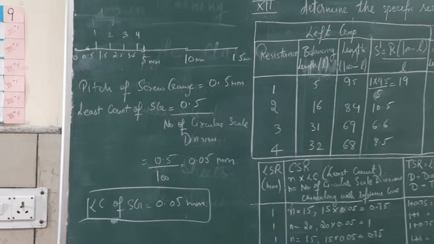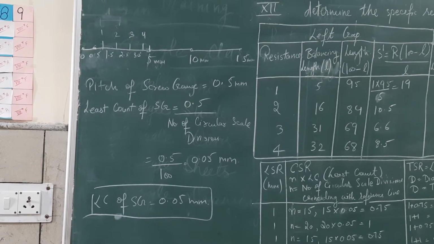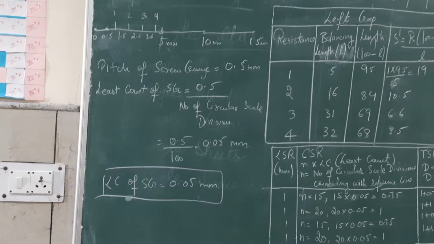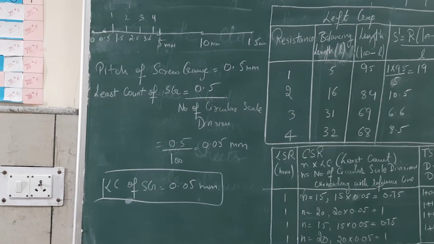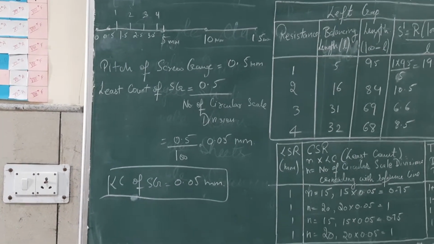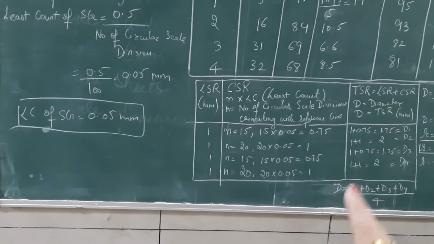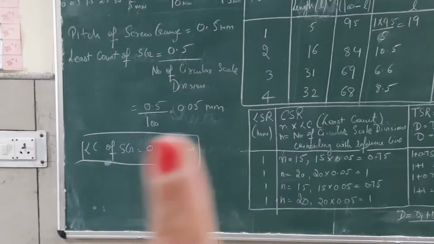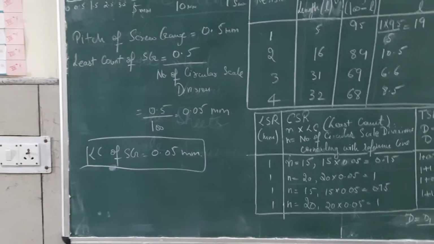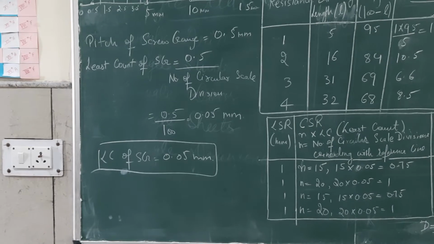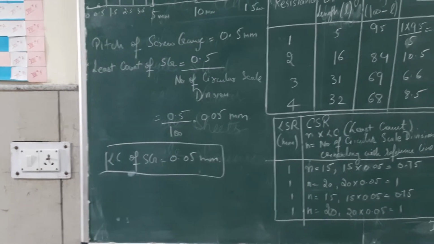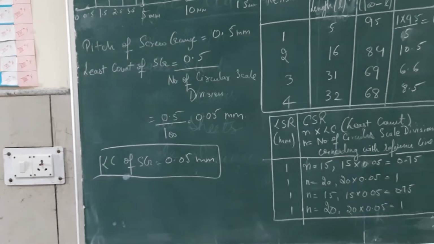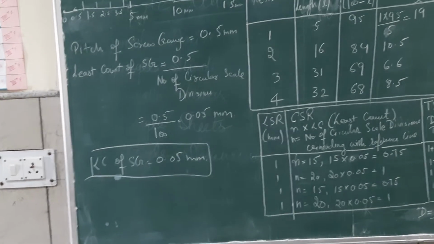Now the scale is like 0, 1, 2, 3, 4, 5. So between 0 to 1, 1 to 2, 2 to 3, what is the difference? 1 mm. So 1 mm will be your linear scale reading, LSR. With the help of pitch, I have calculated the least count of screw gauge. How have I calculated it? 0.5, that is the pitch of the screw gauge, divided by the number of circular scale divisions.